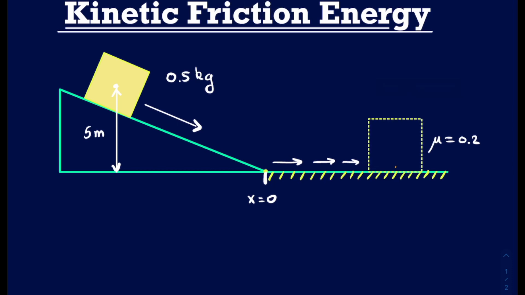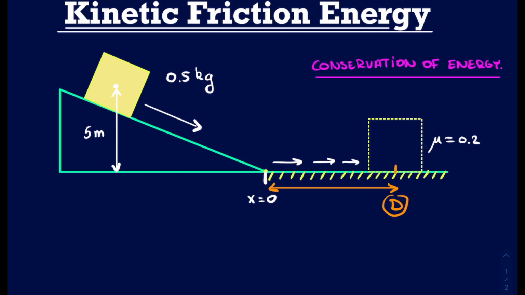And as you probably expect, what we need to find is, given this information, what is the distance that this block will slide over this surface before it comes to a halt at the position D. So given this information, we need to find a value for D.